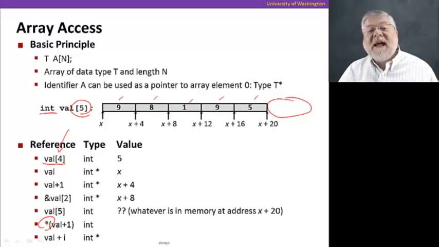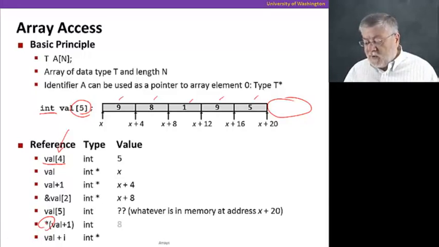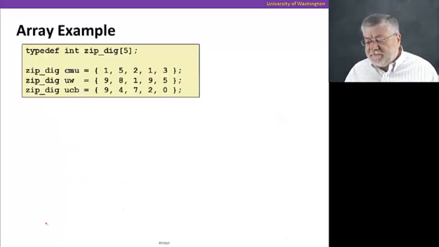So we're saying, what is the value at x plus 4? And of course the value at x plus 4 is the integer 8. And then finally, our last example, val plus i, an arbitrary index. Again, that is multiplied by 4 to yield the address x plus 4 times i. All right, so that's pretty straightforward.